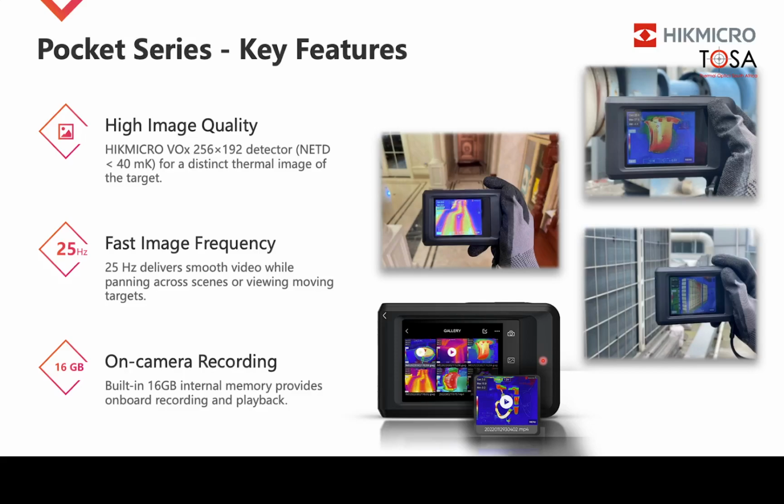It's 25 hertz, which means that it's motion picture quality. That is very important when you're doing a video, that you don't get that staccato movement that you get from a device that would be updating the image at a lower rate than 25 hertz. Then on camera recording, there's 16 gigabytes of storage on this particular camera, the Pocket 2.